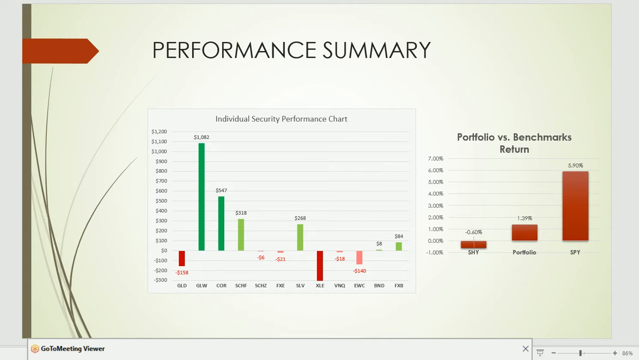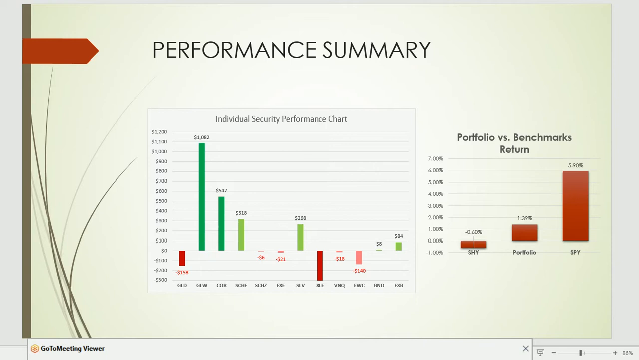The best performing individual security within my portfolio was Corning Incorporated, which was a long position that I had, and that produced a 9.04% return over the course of the semester for an annualized return around 43%. The worst performing individual security was Energy Select Sector Spider ETF, and that was a short position I had, which experienced a negative 5.83% loss, which translates to an annual loss of about 27.6%.